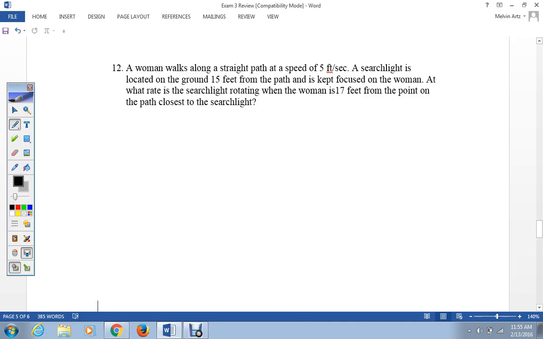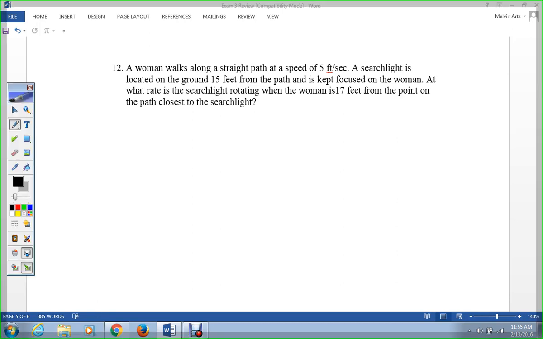A woman walks along a straight path at a speed of 5 feet per second. A searchlight located on the ground 15 feet from the path is kept focused on the woman. At what rate is the searchlight rotating when the woman is 17 feet from the point on the path closest to the searchlight? So here we have a searchlight, and this is 15 feet from the path that she's walking on in this direction, and she is walking at a speed of 5 feet per second.